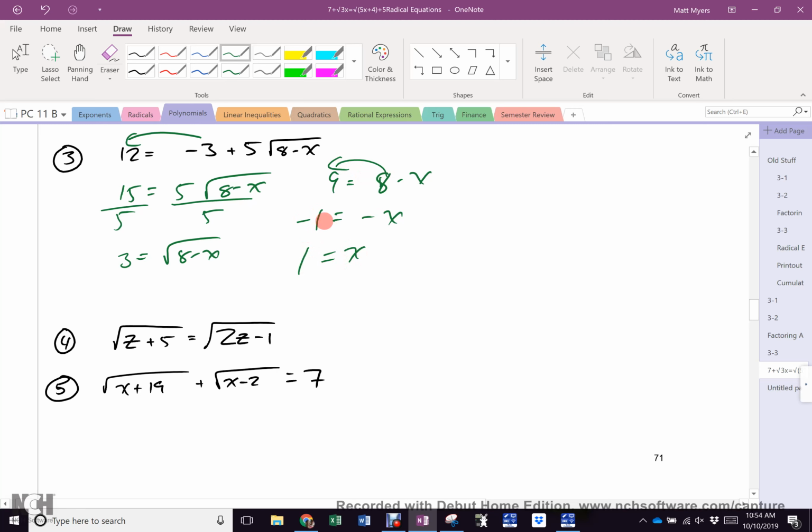Or it should just be 1 equals negative x. Sorry, that should be 1 equals negative x, so x equals negative 1. Out of 4. And of course you check 8 minus 1 is 9. Square root of 9 is 3. 5 times 3 is 15. 15 minus 3 is 12.